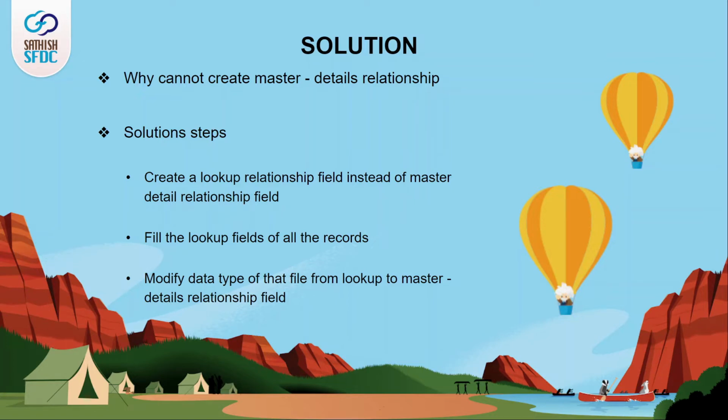Steps. First, create a lookup relationship field instead of a master detail relationship field, because it won't throw an error. Second, fill the lookup fields of all the records that already exist. After doing that, modify the data type of that field from lookup to master detail relationship field. Let us do it in our demo.